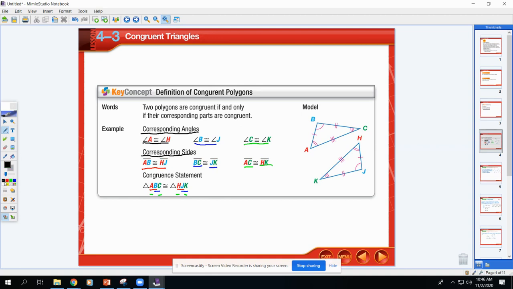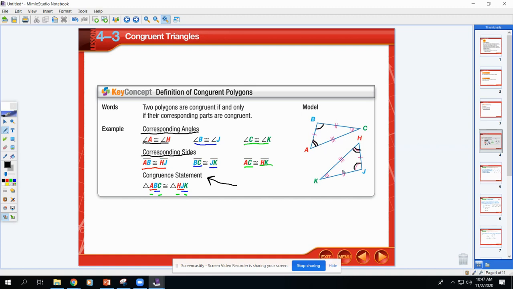So everything as far as corresponding sides has to do with our congruent statement. So our congruent statement means a lot to us. It tells us a lot of information. The only thing I want to tell you here is notice how our one loop mark is going to be congruent to our one loop mark, as well as our two. Angle A is congruent to angle H. Well, guess what? Both of them have two loop marks on them, which means those are congruent.